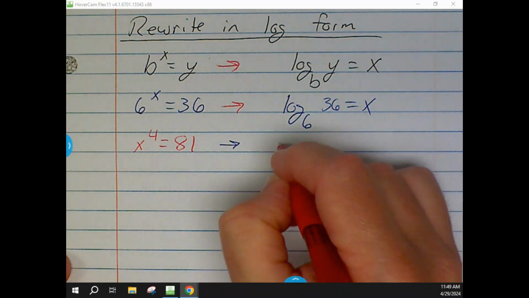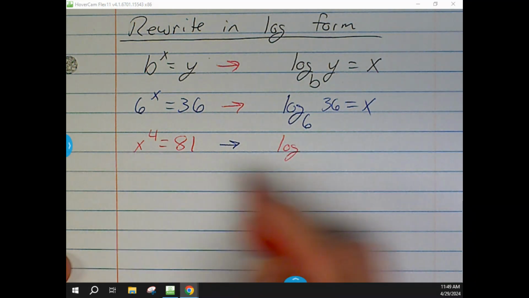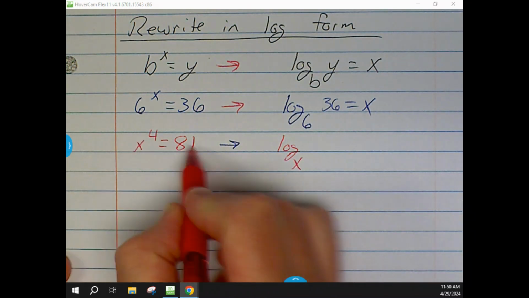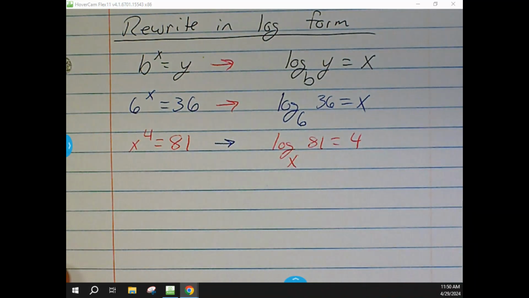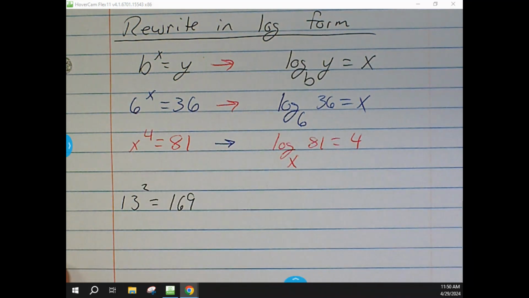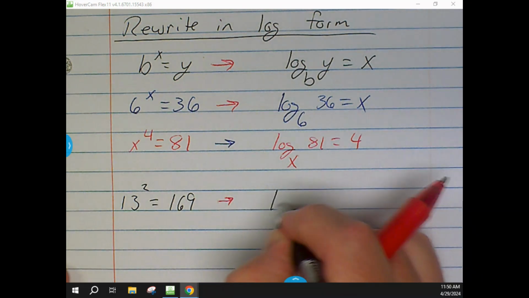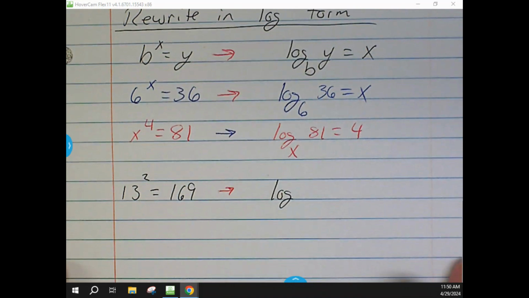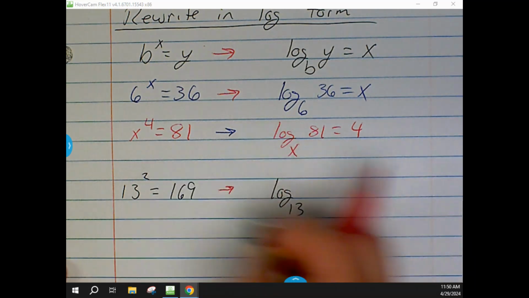Again, we put the word log. In this case, it's x to the fourth power, so x is your base, so it'll just stay down here. And then again, just switch these two numbers. 81 goes there, the 4 goes there. And then the last one just to throw at you: maybe you've got 13 squared equals 169. 13 squared, so 13 is your base. That'll stay at the bottom. And again, just switch those two numbers.